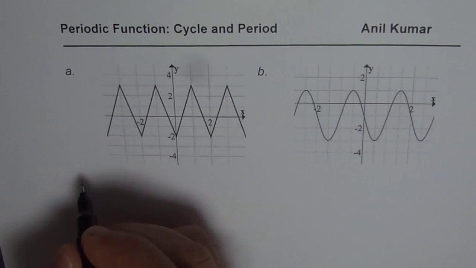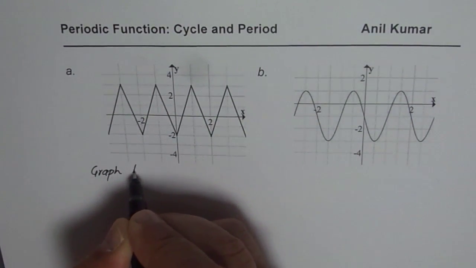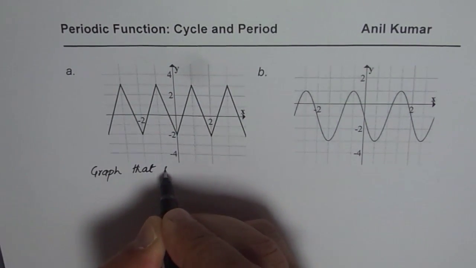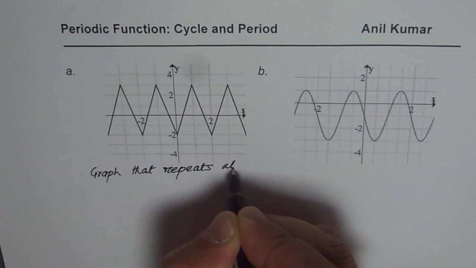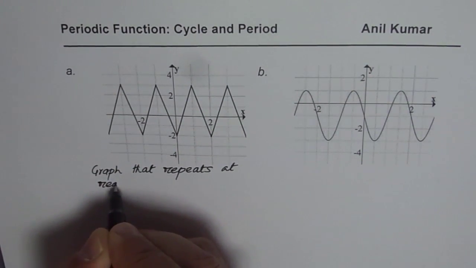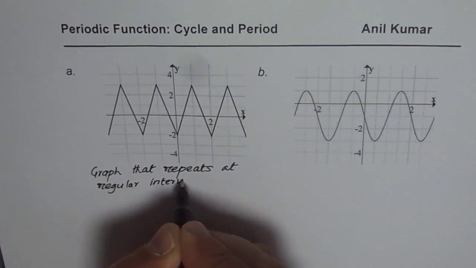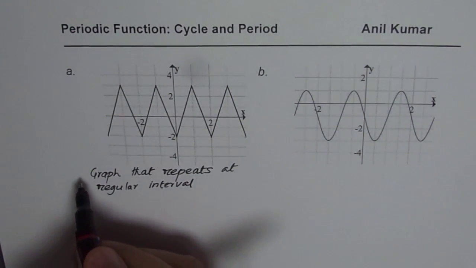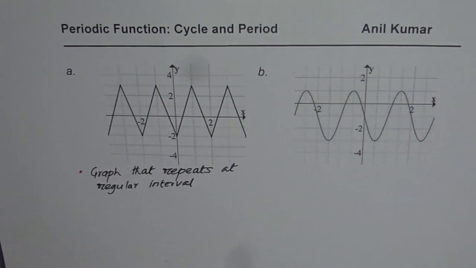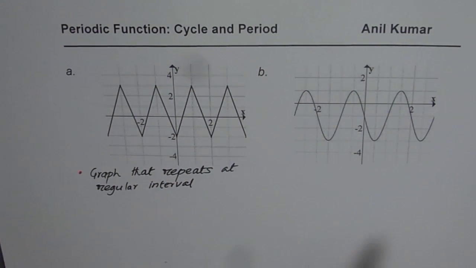So that is important. So we are looking for a graph that repeats at regular interval. So that is kind of critical for periodic function. Shape is not important. So it could be any shape. It could be sinusoidal. It may not be sinusoidal. Okay. So that is the first point.